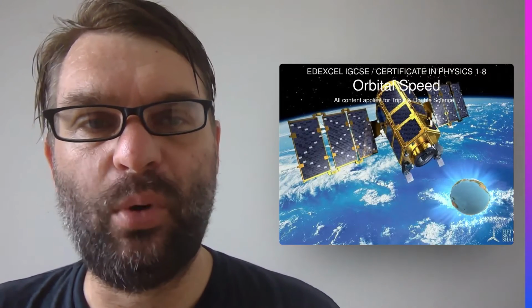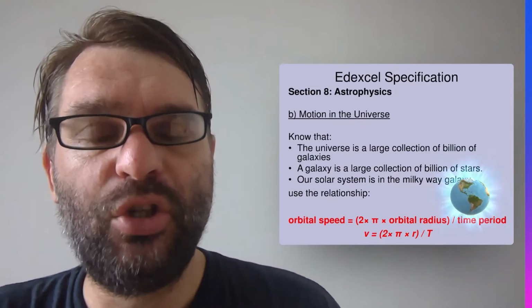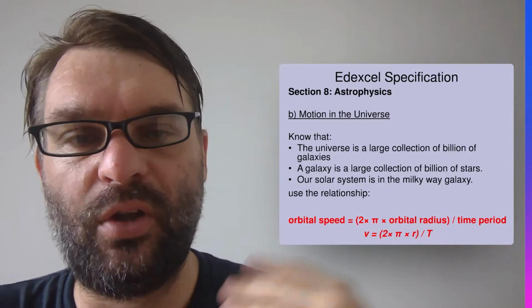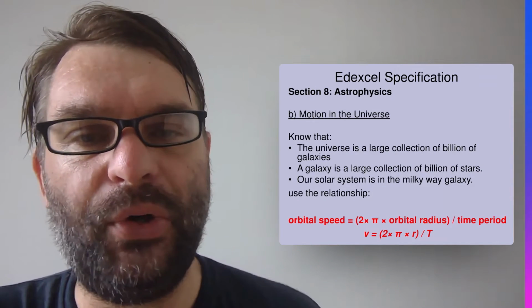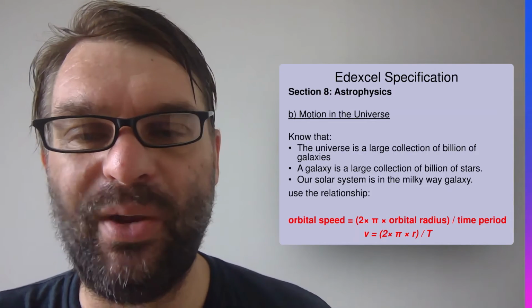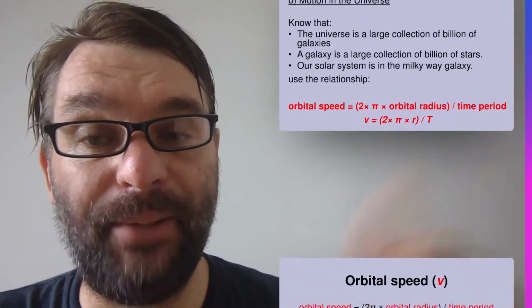So welcome to the next subtopic of astrophysics, 8.1, orbital speeds. We learned about orbits last topic. Let's learn about the speed of those orbits. So there's two learning objectives. There's one with a know that objective, so they've got to know three things there, which we'll go through. And then we've also got to use that mathematical relationship there about orbital speed, which is the next slide.